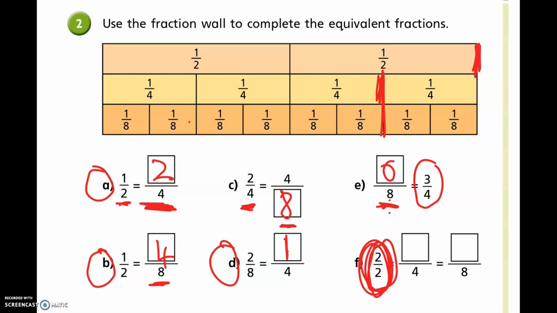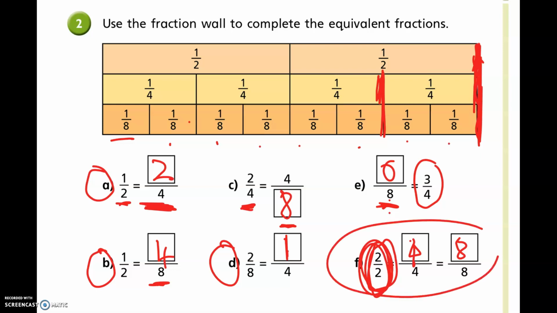It's finished. The whole bar of chocolate is finished, and it is the same as how many quarters? Yes, 4 quarters is the same as 2 halves, and then all the same numbers for 8 as well. So we got 8/8. 1, 2, 3, 4, 5, 6, 7, 8. 8/8 means the whole chocolate bar. So they're all equivalent. All those are equivalent.